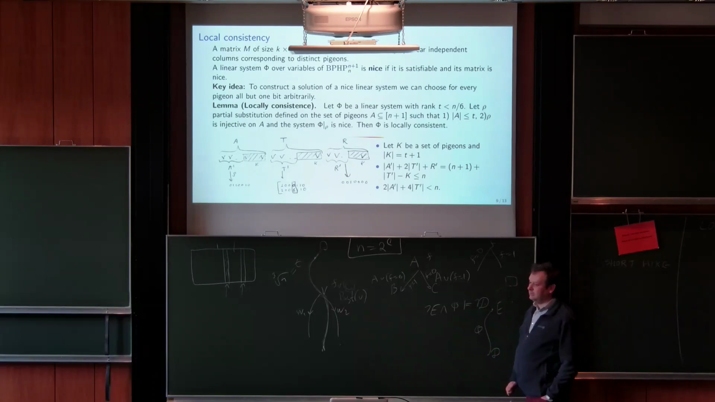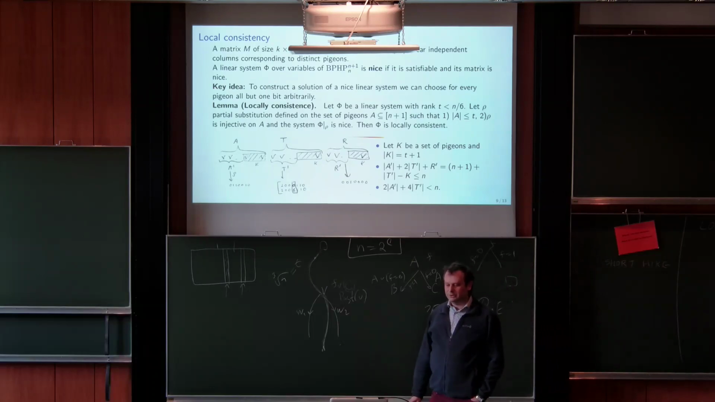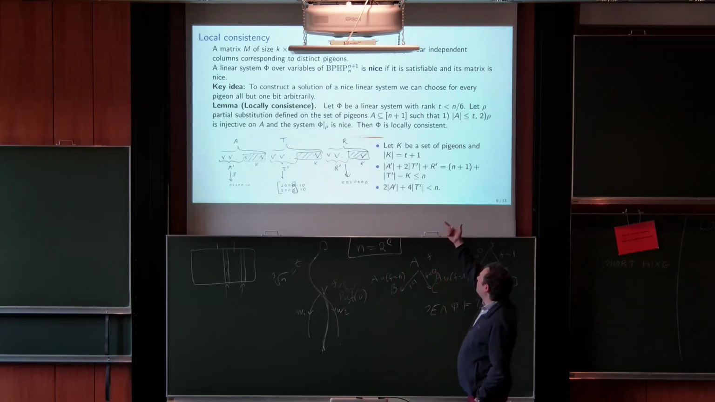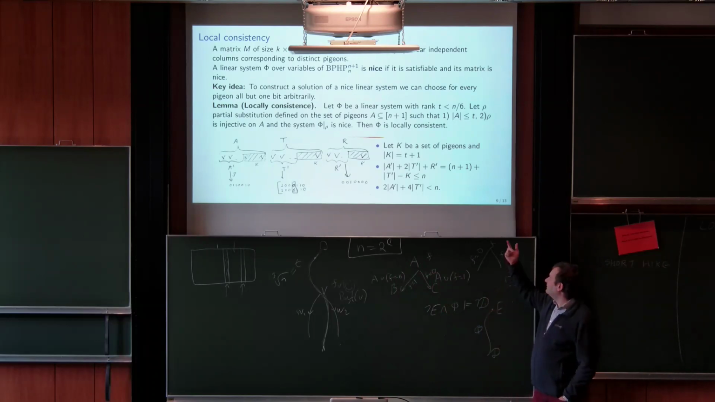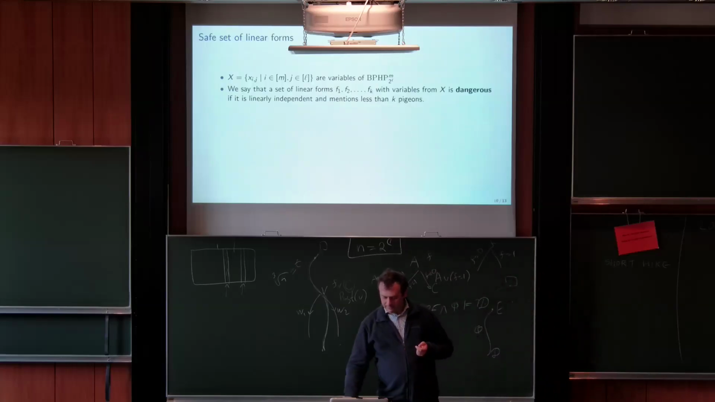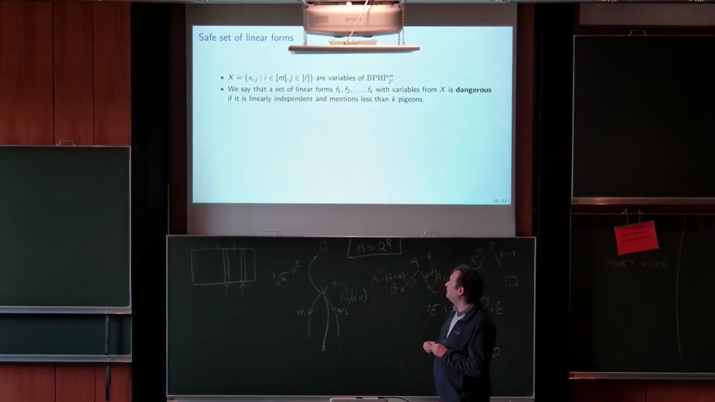And now recall that we want to show that we should have local consistency with high probability. And for this, we should somehow define what is the set of pigeons A such that we can substitute it injectively, and after we do it, we will have a nice matrix. Okay, and for this, we need the following definition.